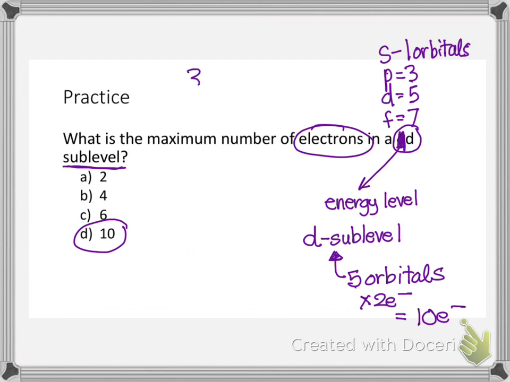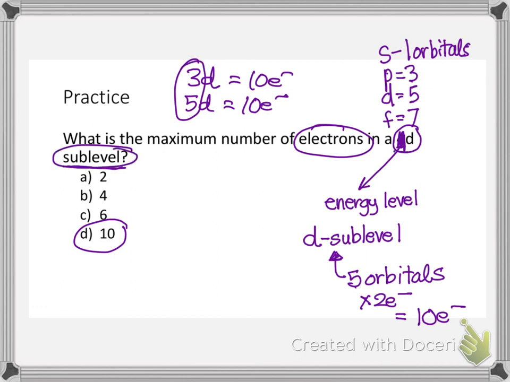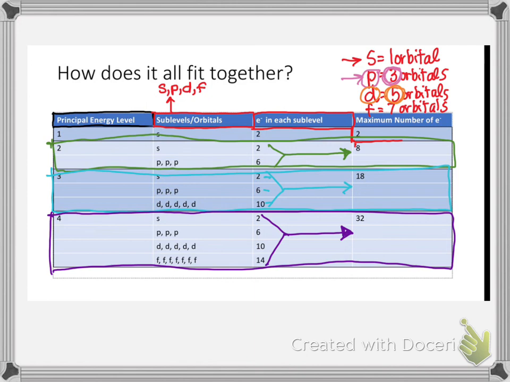This could be 3D has 10 electrons. 5D has 10 electrons. The energy level doesn't matter, because every D sublevel has 5 orbitals, which would give you 10 electrons. Everything that has a D. Look back here. Okay, I'm going to erase this writing.